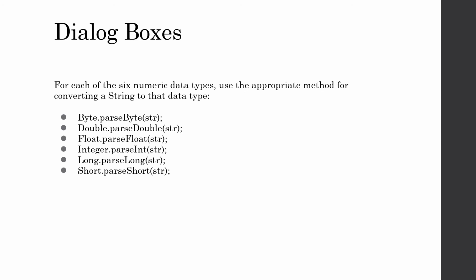So for each one of our 6 numeric data types, we have a particular method that we can use to convert our string to that data type. So we can see that we have one for byte, double, float, integer, long, and short. In a moment, I'll give another example. In this one, we'll go ahead and use double. We'll focus primarily on the 2 most commonly used numeric data types, which are going to be int and double.